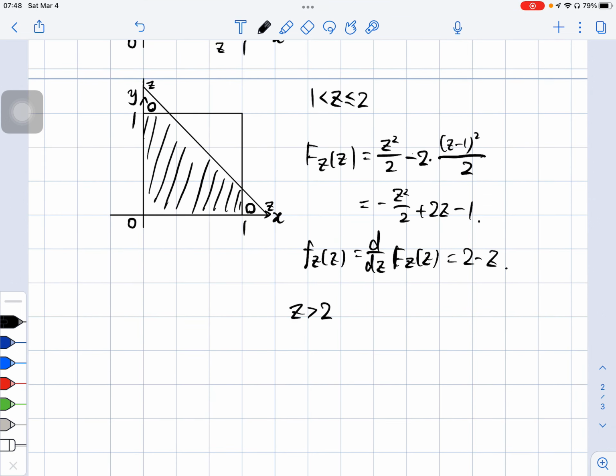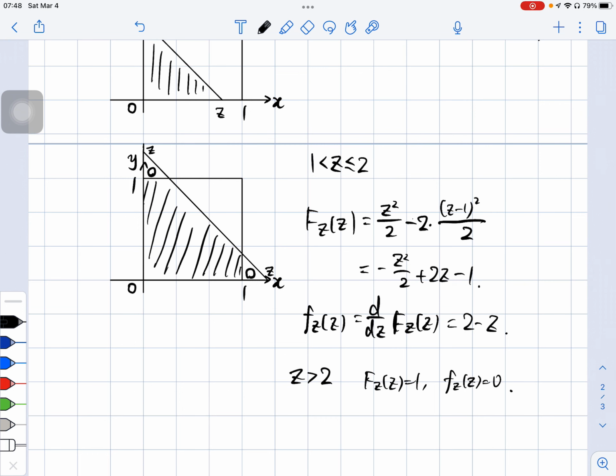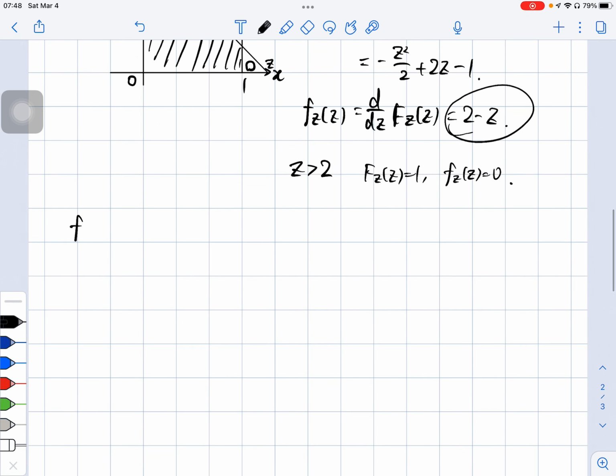When z is larger than 2, it is 0. So fz is z, 2 minus z, 0. Otherwise, 0 from 0 to 1, from 1 to 2.